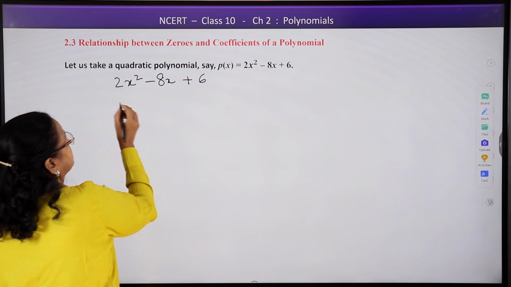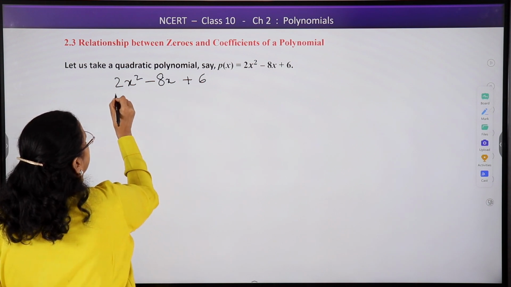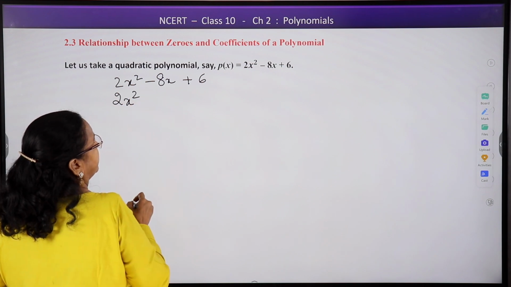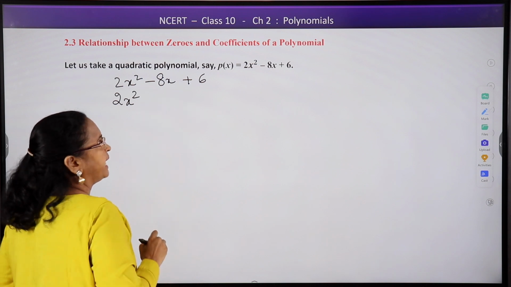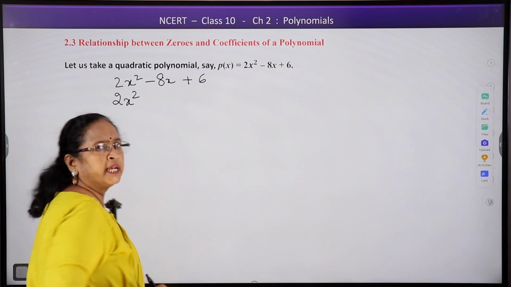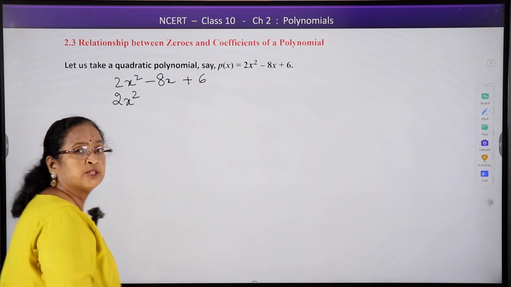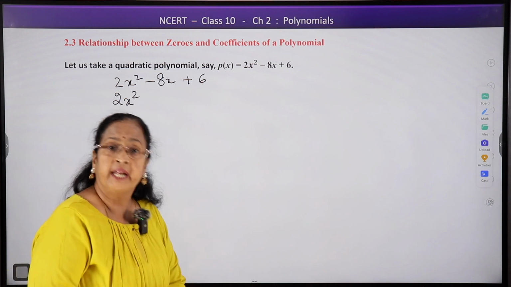Now, how do we solve it? 2 6s are 12. We need 12. So 2x square. How do we divide 12 to get 8? 4 6s... 4 2s are 12. Correct. Now why do we take only 6 2s are? We can take 4 3s are 12 also. But we can't take 4 3s are.